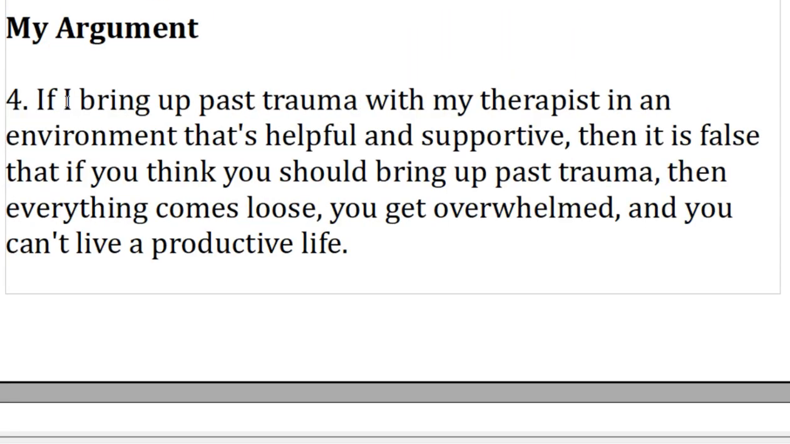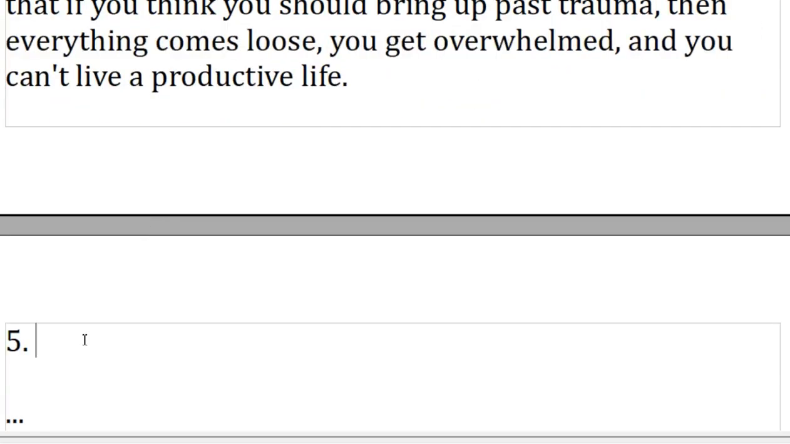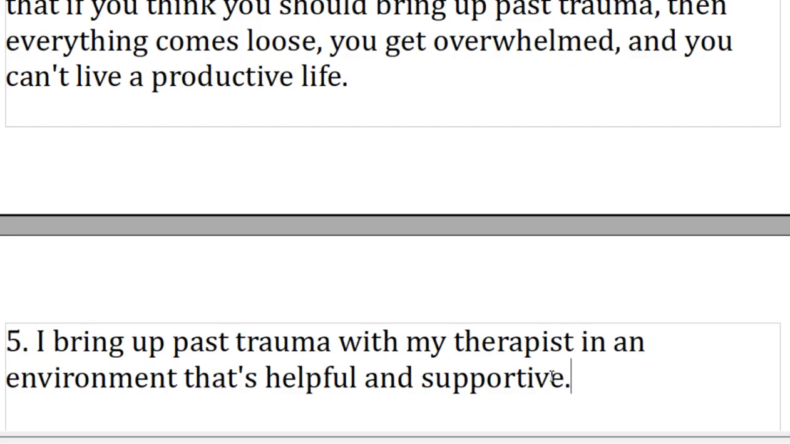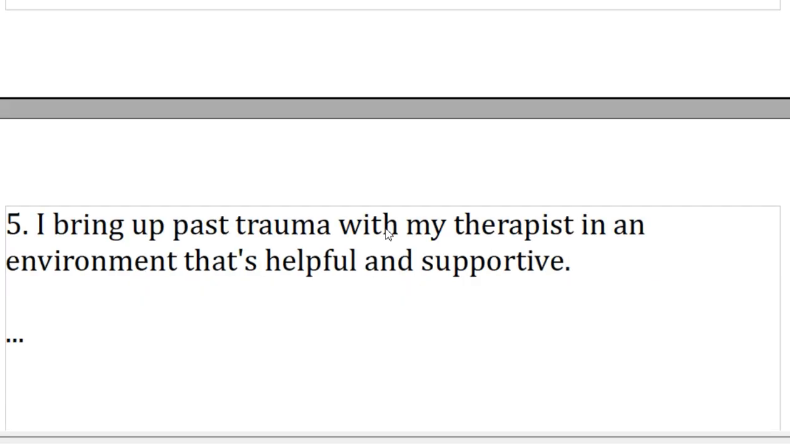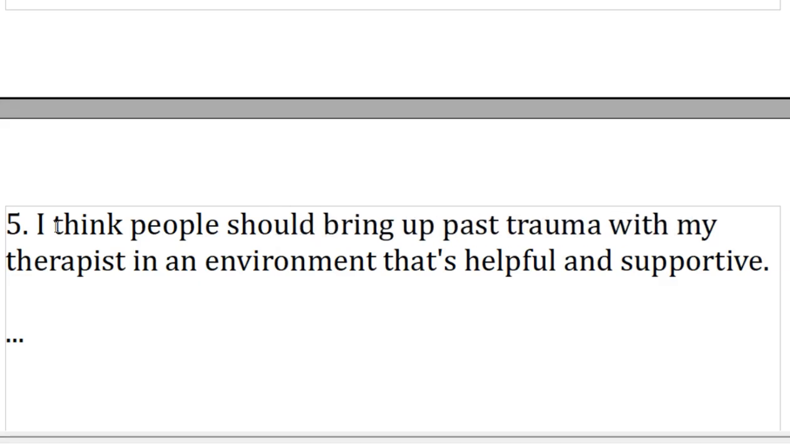So then, in order to ensure that your A's and your B's match, I am going to copy and paste the A slot, which is what I'm doing right now. The A slot in premise 4, I've copied. I paste it down here in the B slot. And so you're basically saying, I do bring up past trauma with my therapist in an environment that's helpful and supportive, or you could modify it a little bit. You could say something like, I think people should bring up past trauma with their therapist, in an environment that's helpful and supportive.